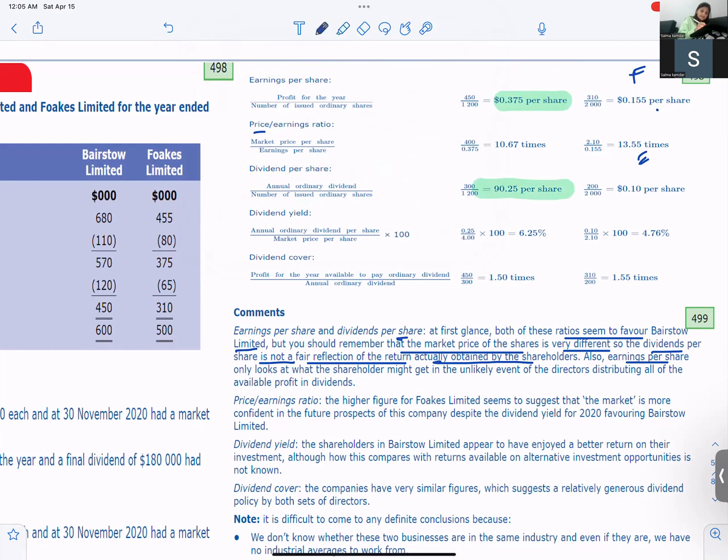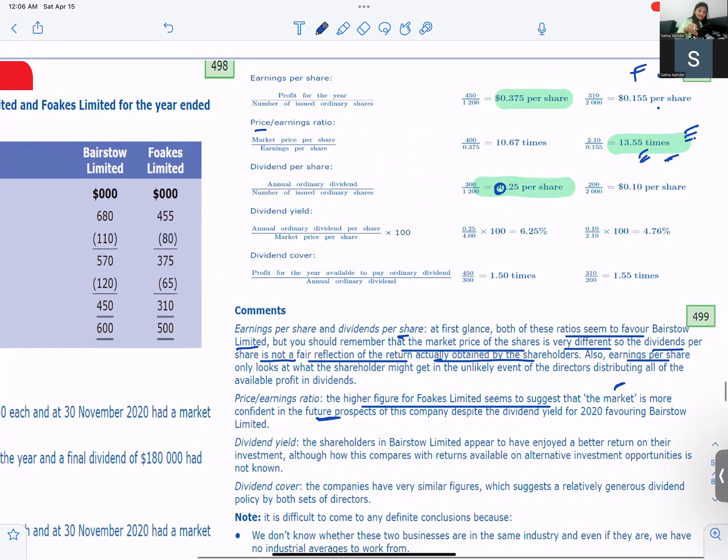Dividend per share, this is better for Bear Stock. But what is better for Folks? The price earning ratio is better for Folks. Okay. The higher figure for Folks Limited of the price earning ratio suggests that the market is more confident about the future of Folks Limited, and it is much more when it is compared to Bear Stock.